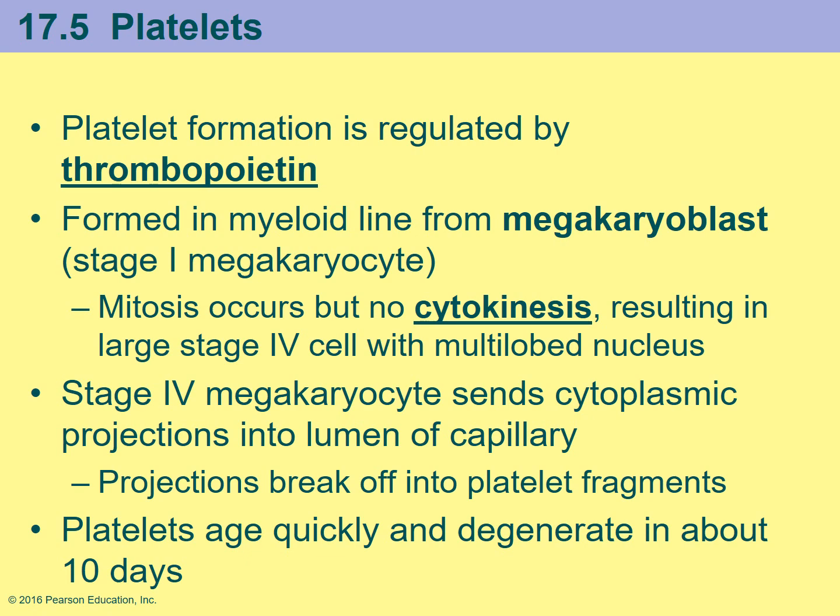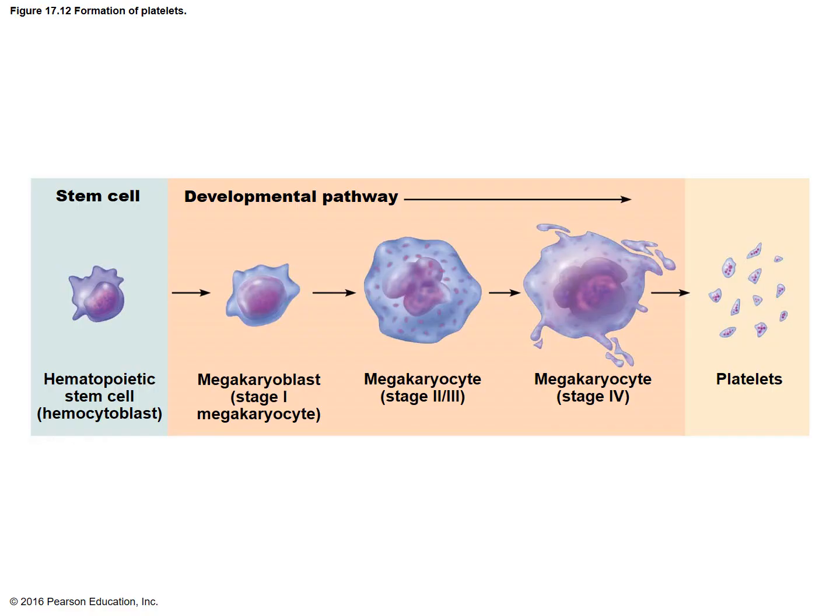Pieces of it basically will break off, forming the platelets. Platelets will age very quickly. They degenerate in about 10 days, so they don't hang around very long. So here you have the stem cell. You're forming the larger stage 1, stage 2 to 3 is a megakaryocyte, and then finally in stage 4, you can see you have the little projections that are breaking off, the little pieces, and that's what the platelets are.